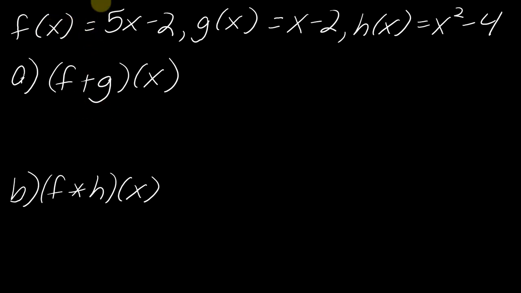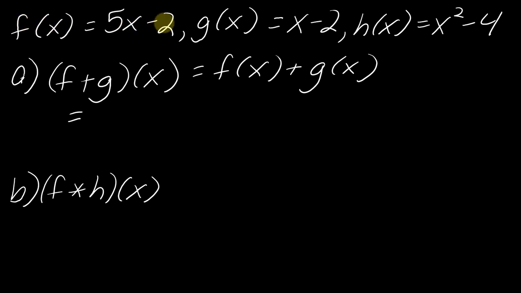So I have these functions f, g, and h, and I'm being asked to evaluate f plus g of x. It's almost silly in some ways, because the most helpful thing to do is just rewrite what that means: f plus g of x means f of x plus g of x. Then you can refer to those functions. f of x is 5x minus 2, so I can take 5x minus 2 and add that to g of x. g of x is x minus 2.